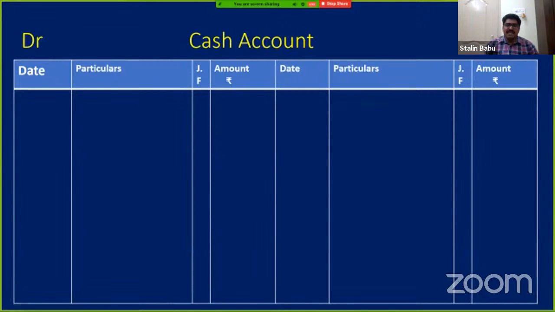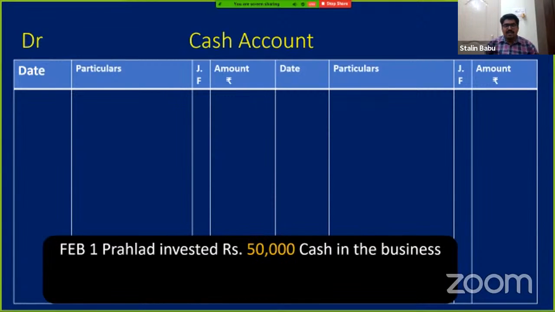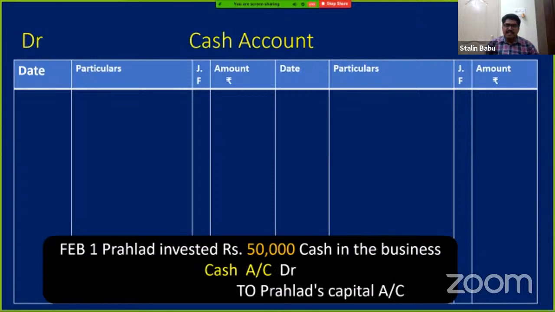Let us see the first transaction. On February 1st, Prahlad invested 50,000 cash in the business. So what is the journal entry? Cash account debit to Prahlad's capital account.